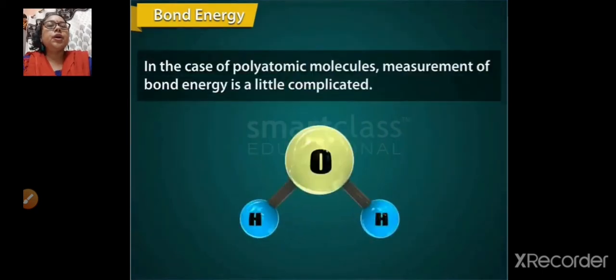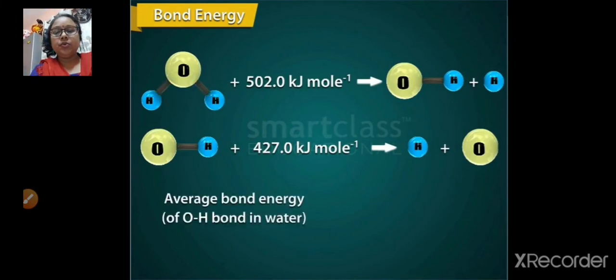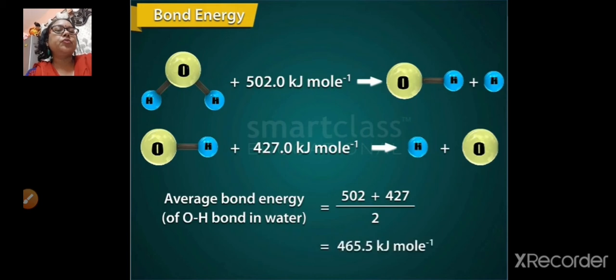In the case of a polyatomic molecule, measurement of bond energy is a little complicated. In the case of the water molecule, the enthalpy needed to break the two O-H bonds is not the same. So the average bond energy equals 502 plus 427 divided by 2, that is 465.5 kilojoule per mole.